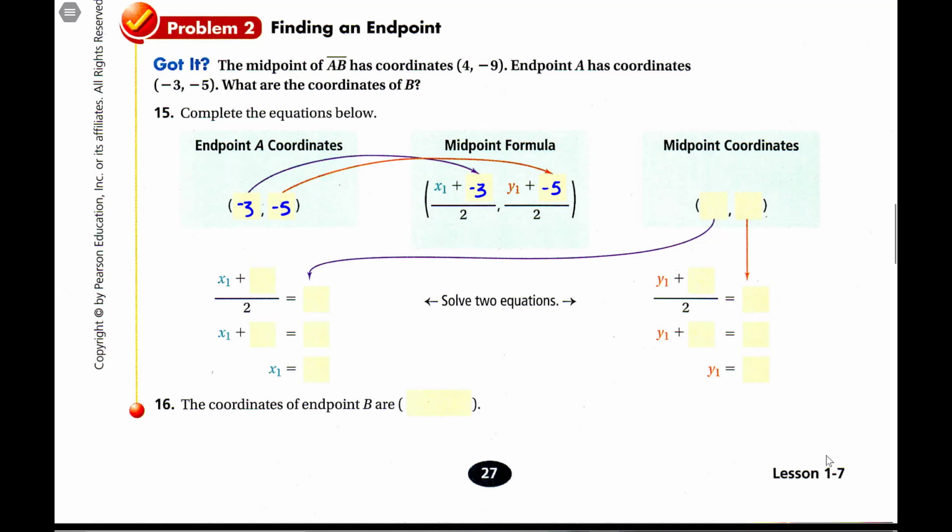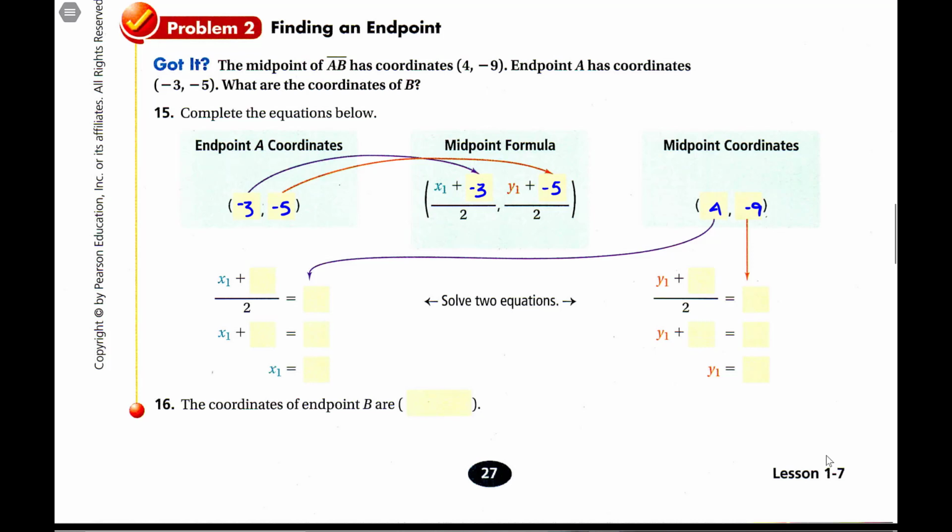And now we have an algebraic expression that we can actually work with. We also need to fill in here, though, the midpoint coordinates, which is 4, negative 9. So we separate this into our two equations. We're going to solve for the x variable and we're going to solve for the y variable to get that coordinate for the endpoint of B.